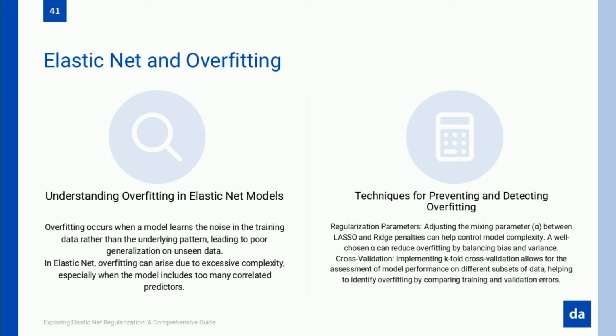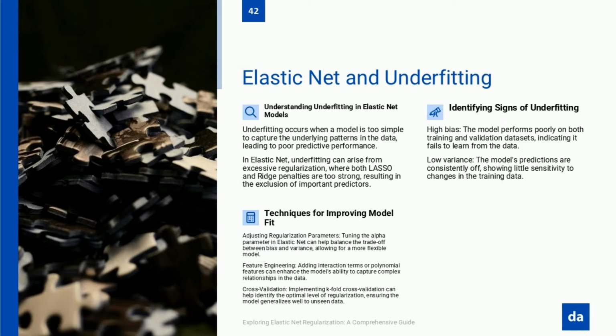But preventing overfitting is just one challenge. In the next section, we explore the opposite problem, underfitting, and how Elastic Net helps avoid models that are too simplistic to be useful. While overfitting makes a model too complex, underfitting makes it too simple.